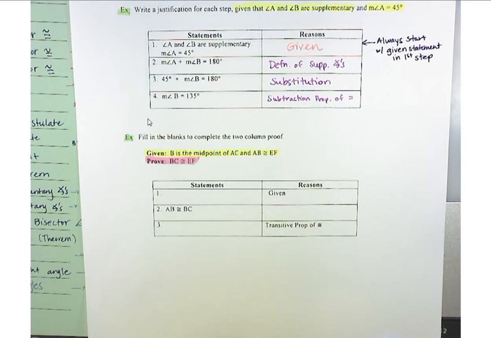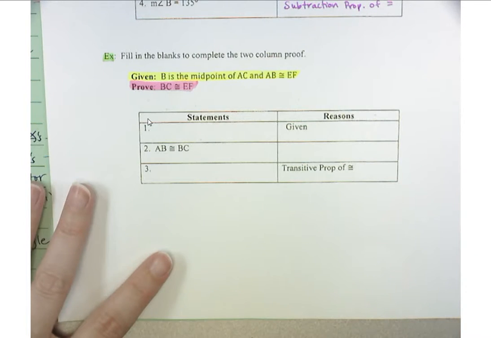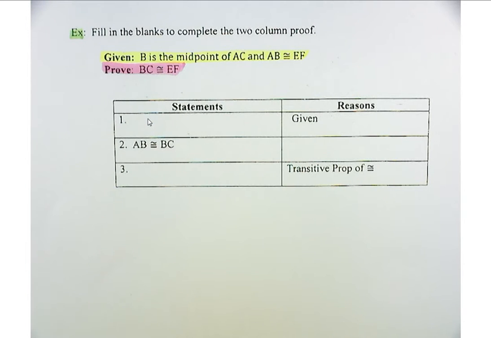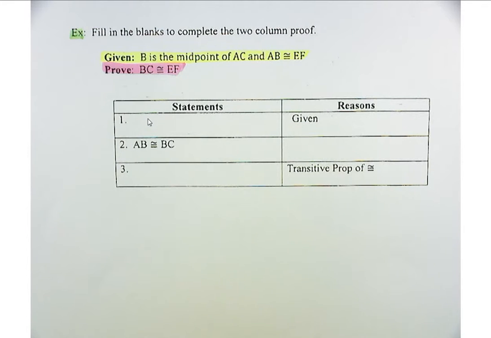Okay, so Christina, the given is always going to go where in our proof? Yep, it's always going to be our number one step. Okay, so they already have the reason given. So now what we have to do is write in our given statements.